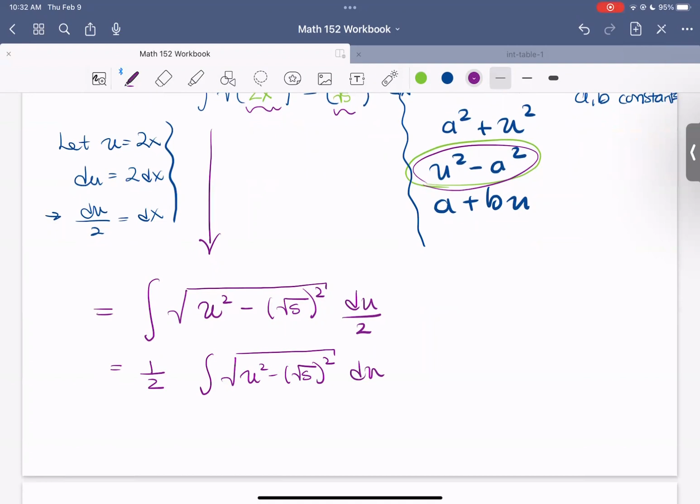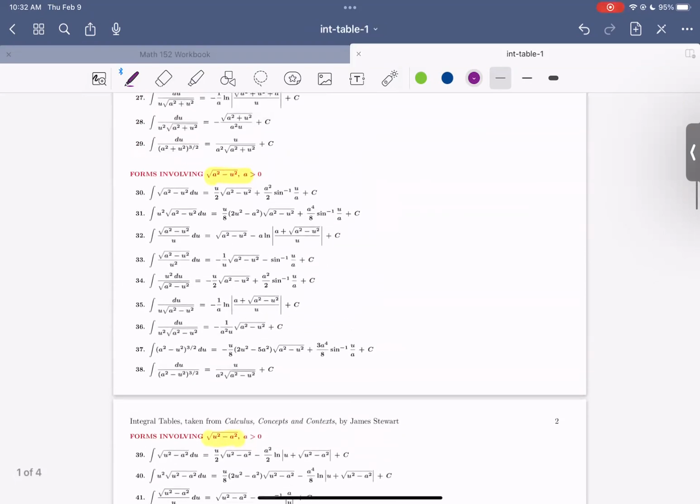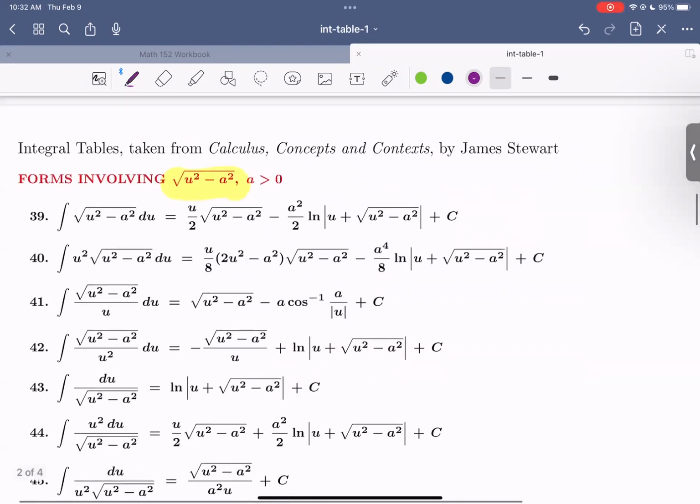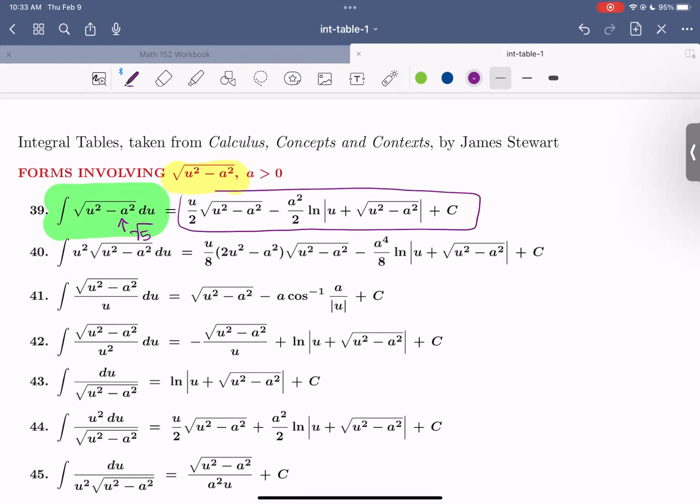Now let's go over to our integral tables and see if we can find an integral that looks like ours. Again, we have the form u squared minus a constant squared. So let's look for that. Here we go, u squared minus a constant squared. We see that the first integral we come across has exactly the form of our integral. For us, a is the square root of 5. So that means our integral is equal to this lovely expression here.